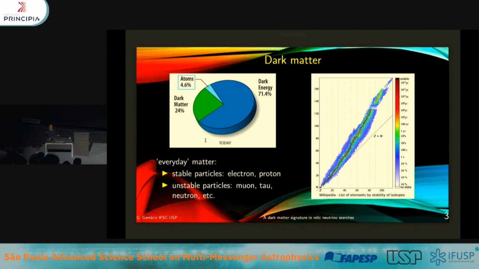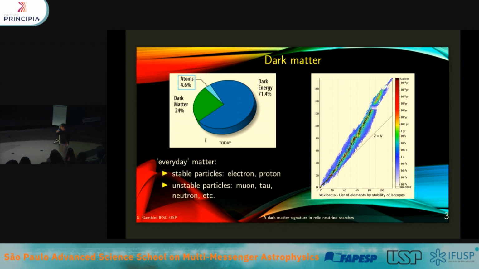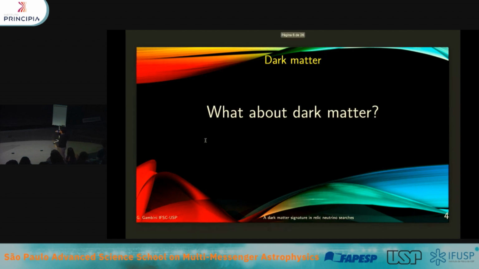Okay, so everyday matter, as we know, is made of stable particles like electrons and protons, but there are also unstable particles like muon, tau, and neutron, etc. And these particles also come together to make atoms, right? Which could also be unstable, if the number of neutrons, for example, is larger than the number of protons. Next slide. So what about dark matter?